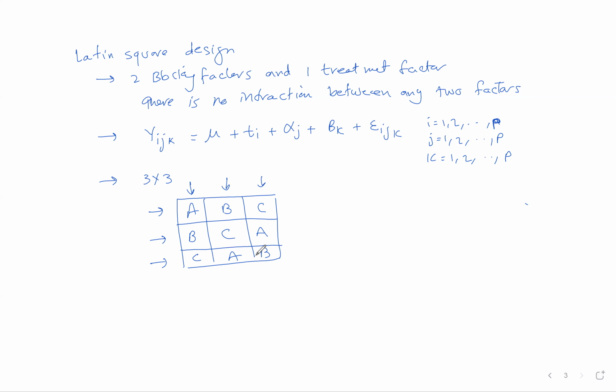So one of the random assignments is A, B, C; B, C, A; C, A, B. When you look at these treatments, treatment A, treatment B, treatment C, or you can call them T1, T2, T3, it's up to you. Each treatment appears only one time within each row and only one time within each column. This is one of the layouts, or one of the random assignments of the treatments.